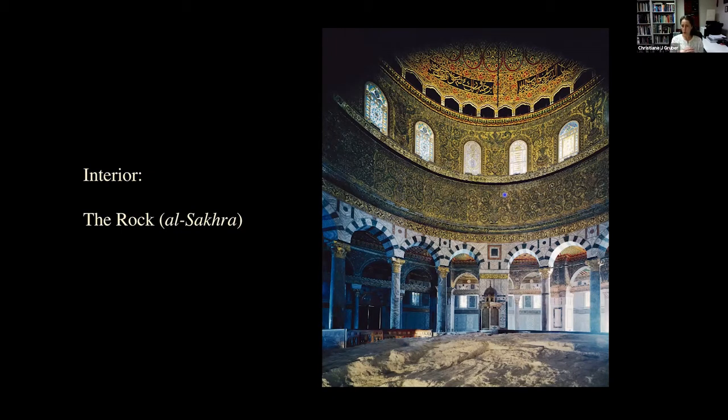highly figural. So if you think about Ravenna, if you think about Hagia Sophia in Istanbul, mosaics of the Virgin Mary and Jesus Christ, these are all hallmark features of Byzantine Christian art. This is not the case here. Even if you have Christian mosaicists who are contributing, there's not a single image of a human being inside this structure, and you won't find figural representations in mosques in general, as a general rule.